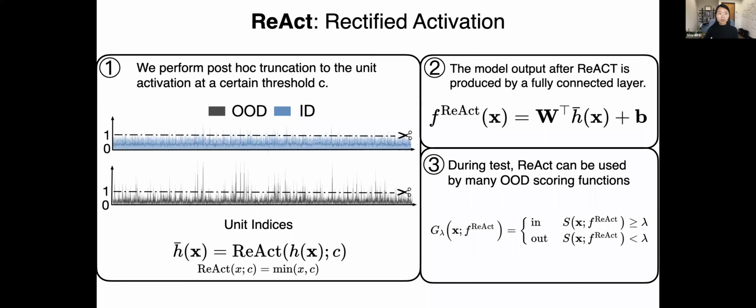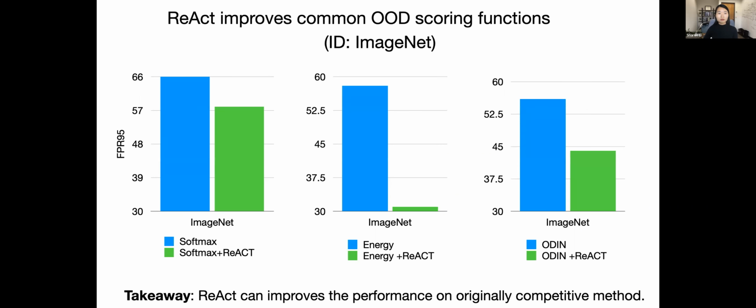And then finally, during test time, ReAct can be leveraged by a variety of downstream OOD scoring functions S that depend on f of ReAct. And again, a sample with smaller score is classified as OOD and vice versa. In this slide, we show that ReAct is quite flexible and is compatible with multiple OOD scoring functions, such as softmax score and energy score that we have introduced earlier. And in particular, we see that by incorporating this ReAct operation, the OOD performance on ImageNet can be substantially improved.